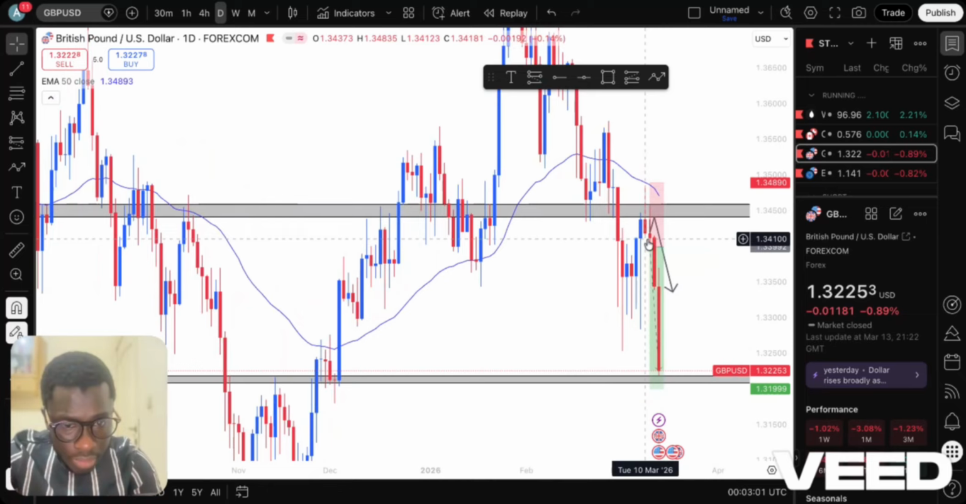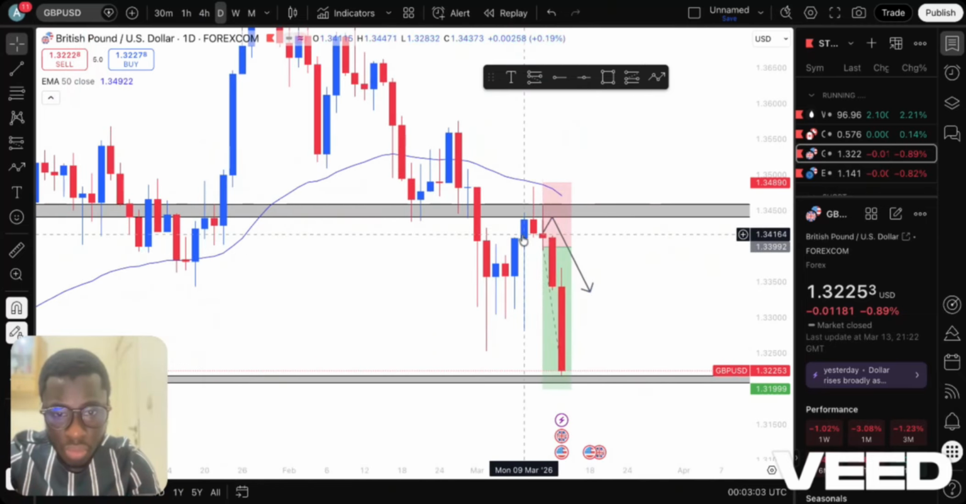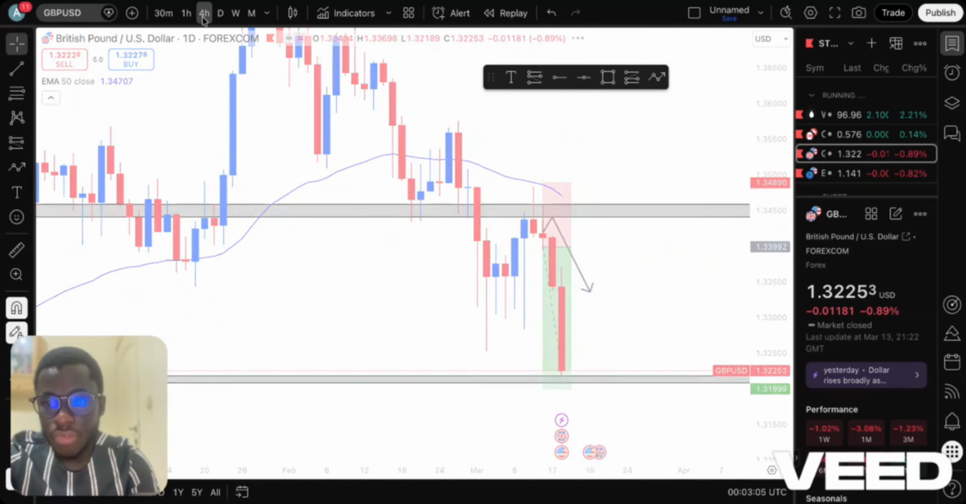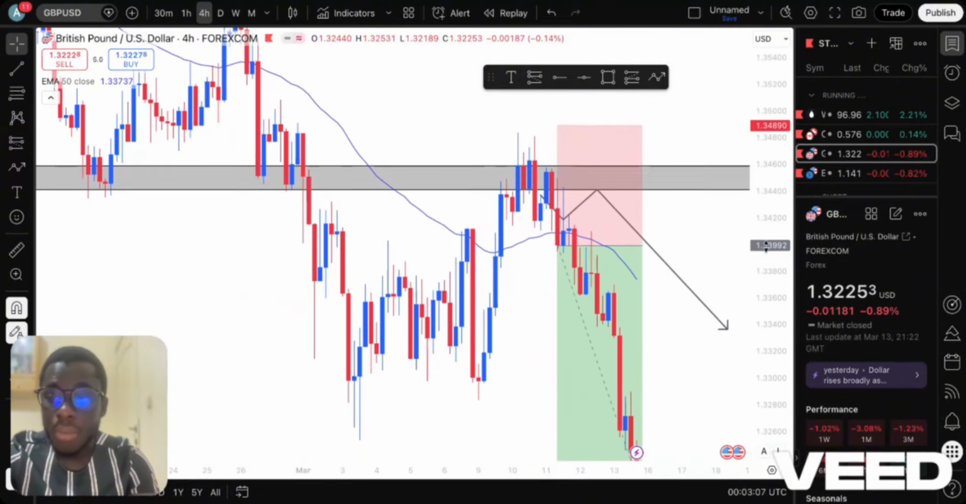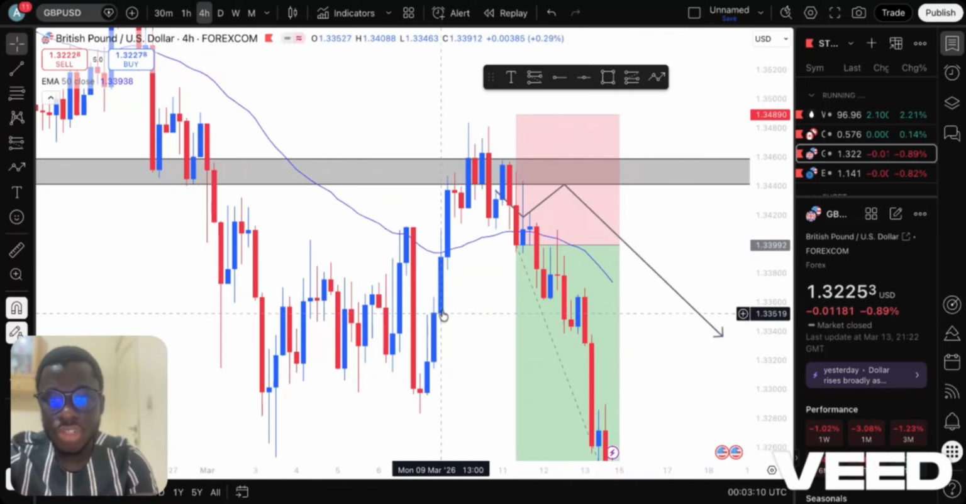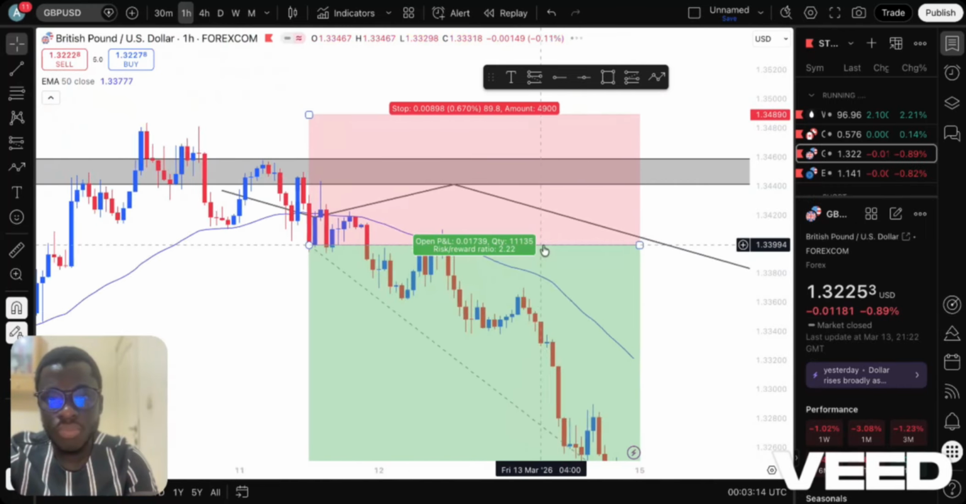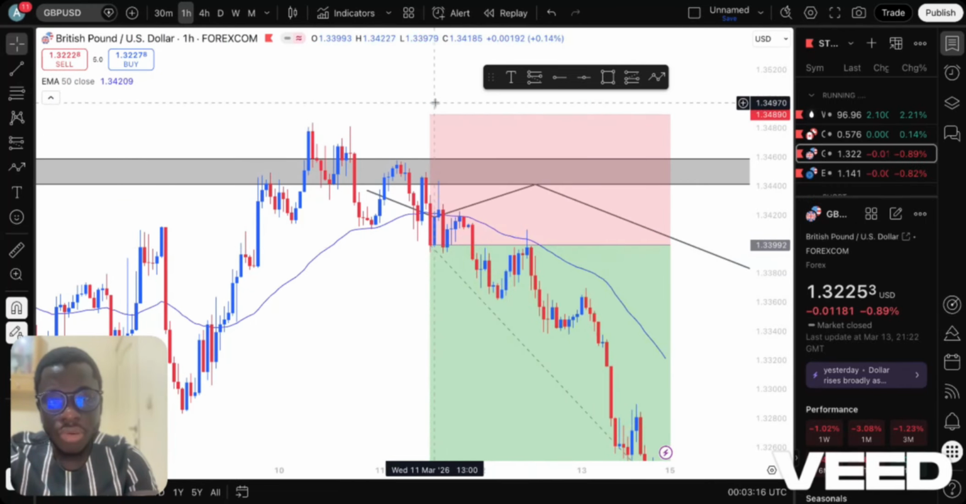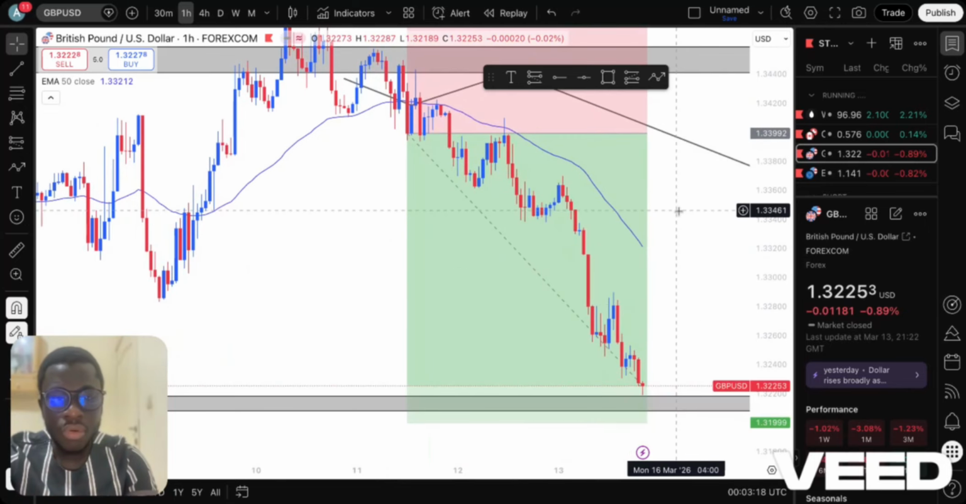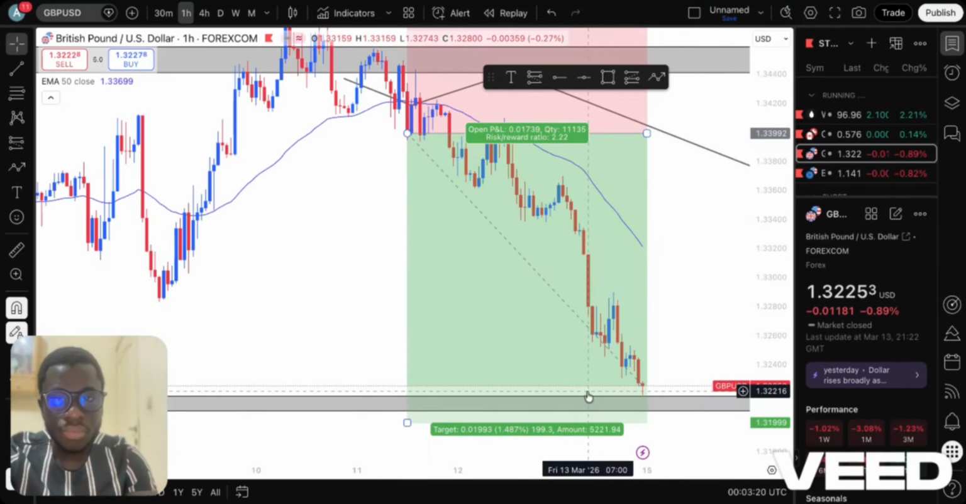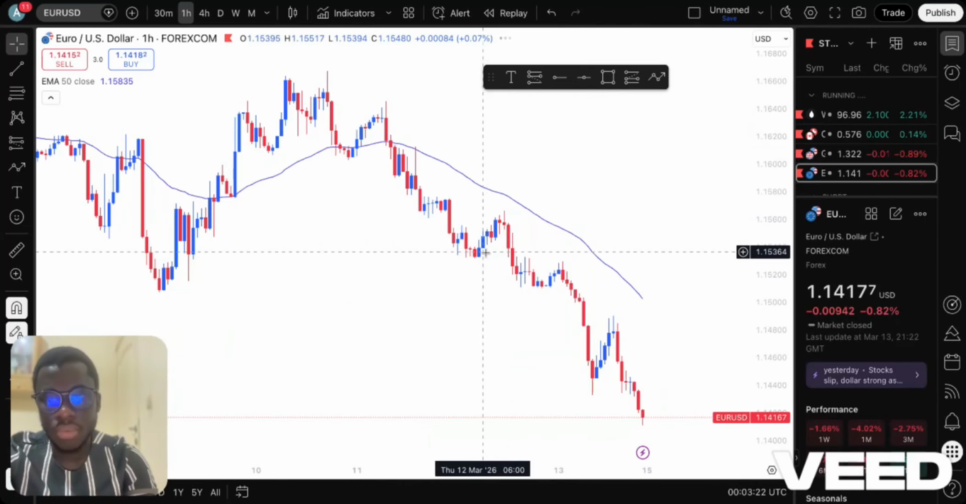On, say, Tuesday, we had this bearish candle, which rejected. And I waited for the 4-hour shift, the 4-hour break of structure, the 4-hour to change trends. We had this big bearish engulfing. On the 1 hour, I entered on this bearish engulfing with my stop loss above, and then took this trade. Okay, the next trade was euro.